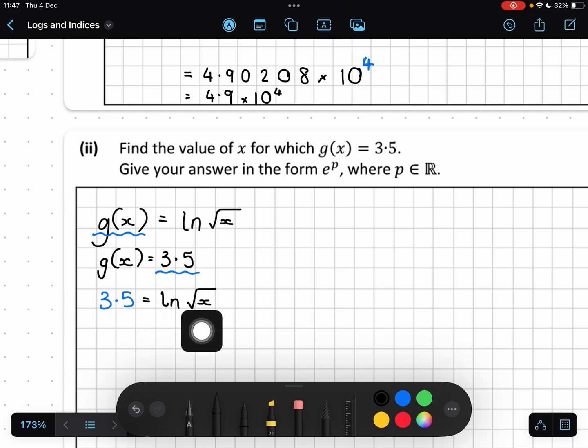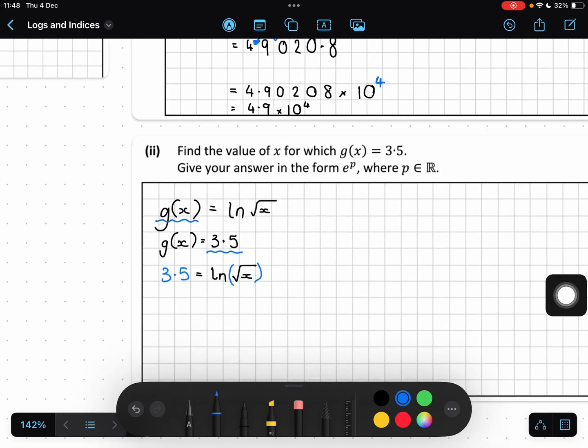There's a square root, but that's kind of like inside a bracket almost of what the natural log is acting on. So the natural log is acting on this full thing, the square root of x. So I can't get rid of the square root by just squaring across, because I don't really get natural logs squared. I want to try and get rid of this natural log first. So how could I rearrange it to get this square root x on a side by itself?